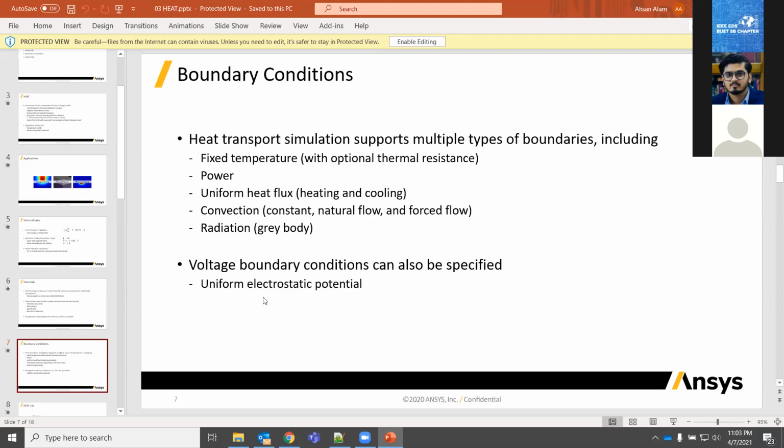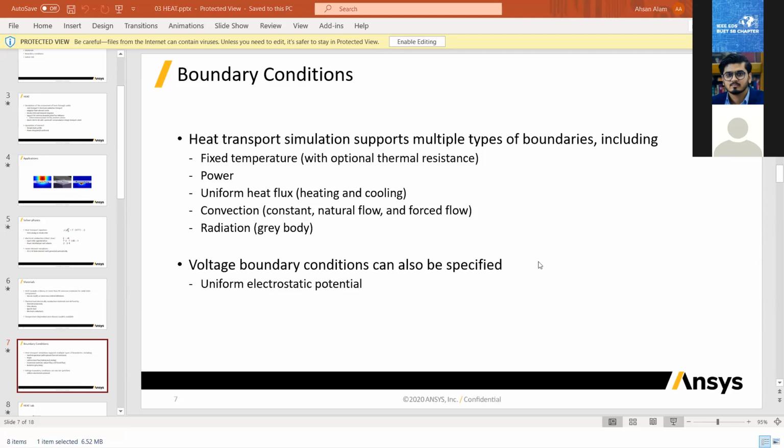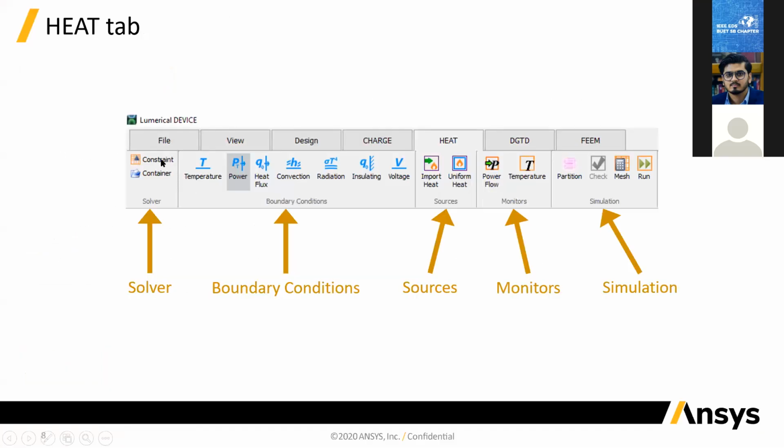So this is a tab for the heat solver. Again, you have the mesh constraint for refining the mesh, and then different boundary conditions, sources. Here you can import a heat source into your system and see the effect. In terms of monitors, you can use the power flow monitor to calculate the heat flux flowing through any cross section of your simulation, and then the temperature monitor to get the temperature map.